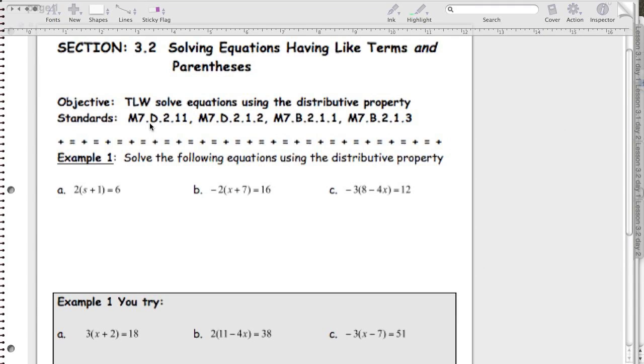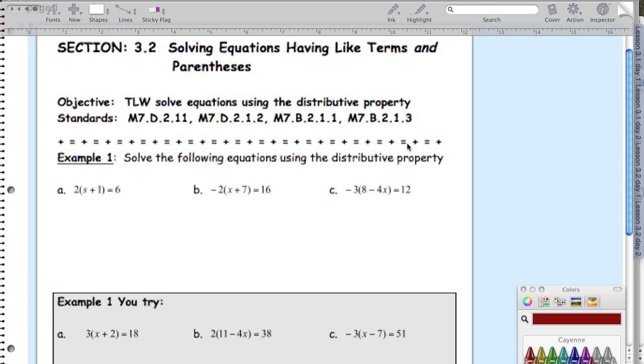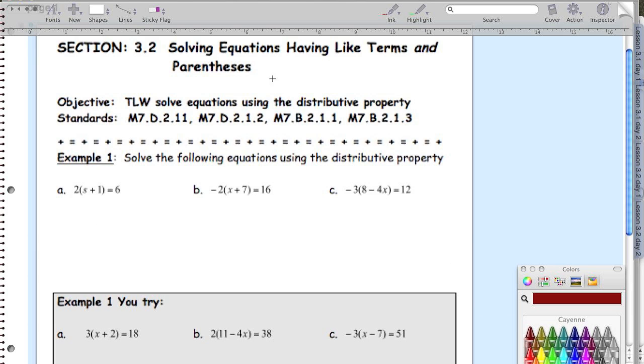Section 3.2, solving equations having like terms and parentheses. Okay, so we're going to take it up a notch. Now the thing you want to remember is that an equation is really just two expressions separated by an equal sign. So what that means here is this is the expression. If I could cover up the equal sign, 2 parentheses s plus 1 is just an expression. Then on the other side we just have a 6.